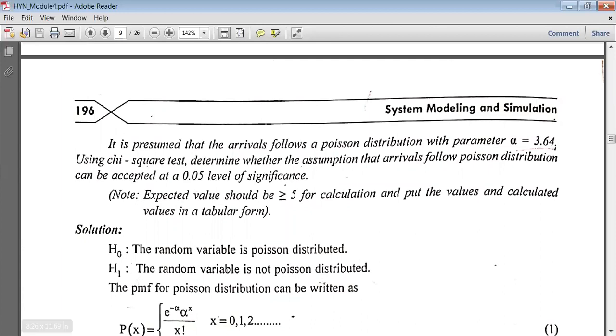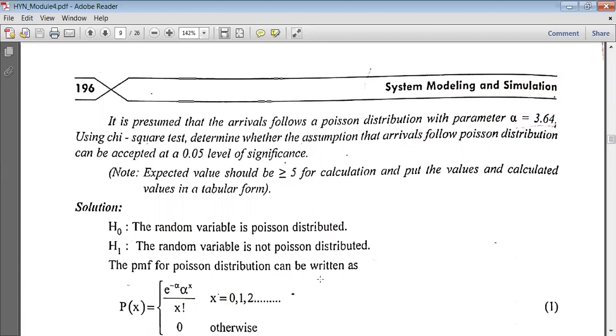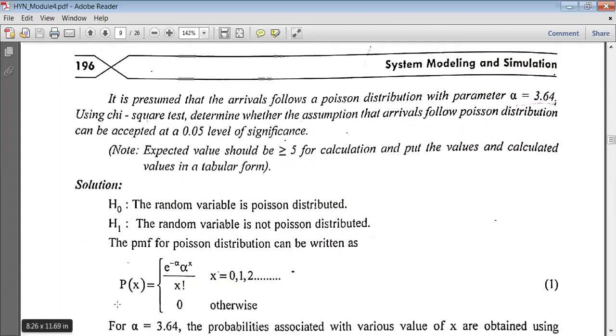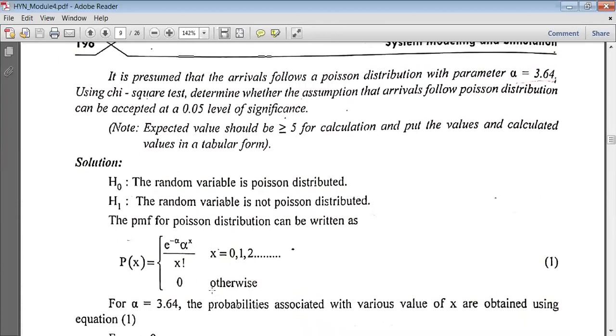H1 states that the random variable is not Poisson distributed. So we know that the Poisson distribution formula is P of x is equal to e to the power of minus alpha, alpha to the power of x divided by x factorial, where x is equal to 0, 1, 2, and it is 0 otherwise. Initially they have given the value of alpha as 3.64.